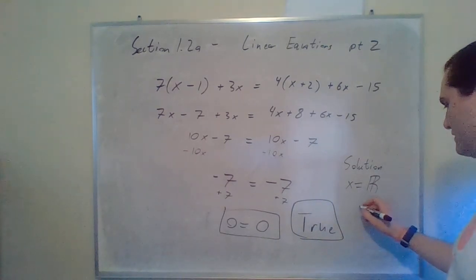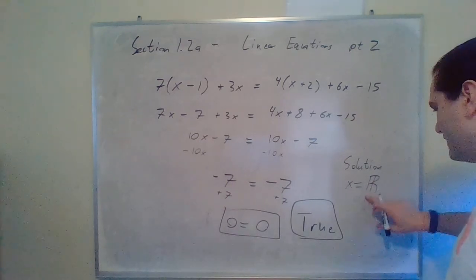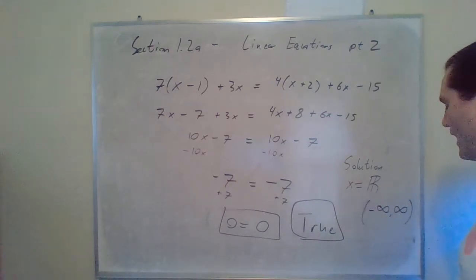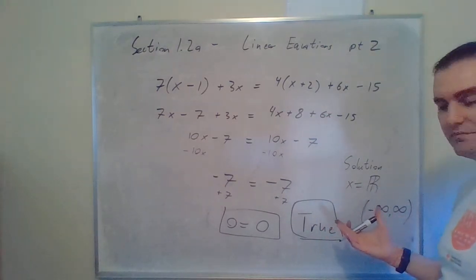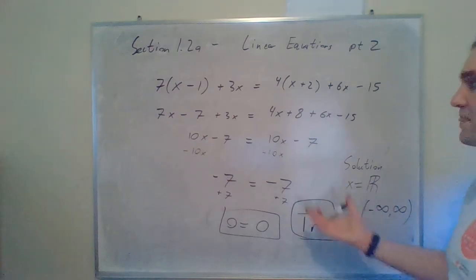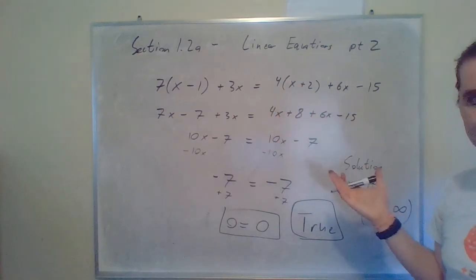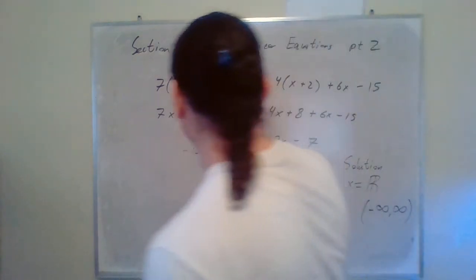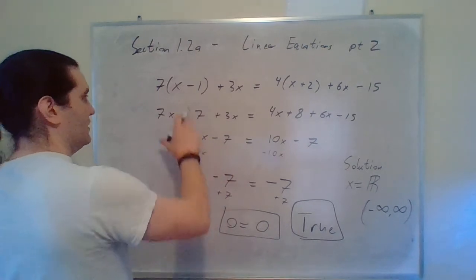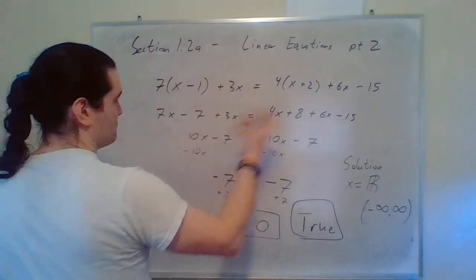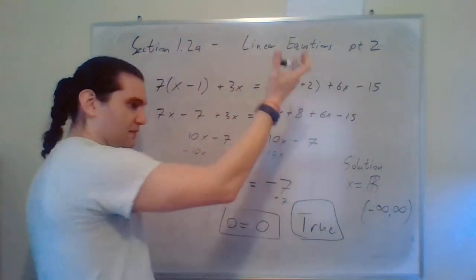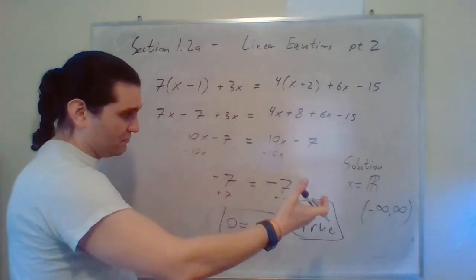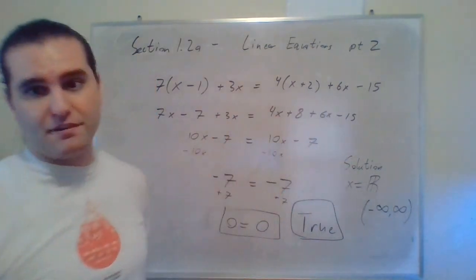Or in interval notation, negative infinity to infinity. Any number at all you pick for x will make this equation true. You'll always get whatever this evaluates into. Like if you pick 20 for x, this is 200 minus 7, so this will be 193 over here. This will also be 193 if you pick x equals 20. So it doesn't matter what x is, this is always true. So the solution is everything.